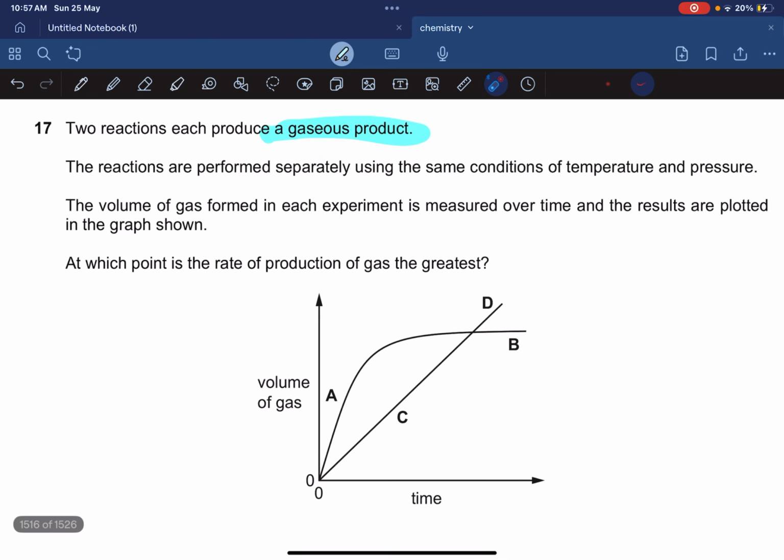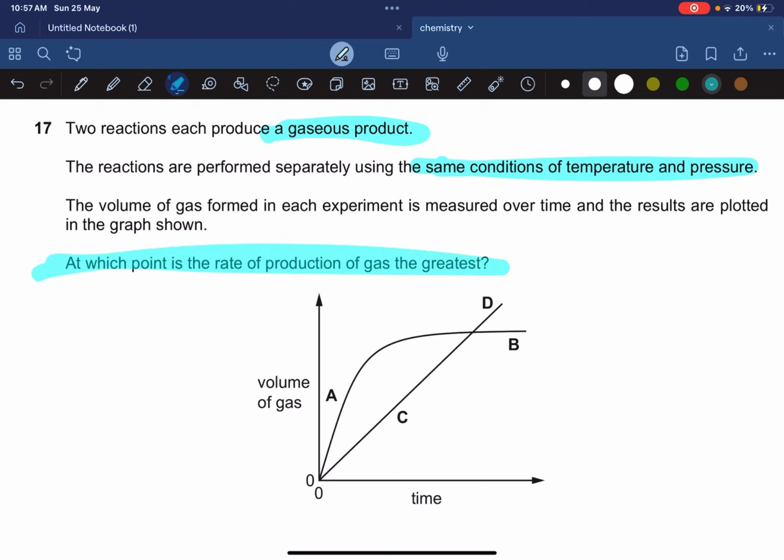The reactions are performed separately using the same conditions of temperature and pressure. You have similar temperature and pressure conditions. The volume of the gas formed in each experiment is measured over time, and the results are plotted in the graph shown. At which point is the rate of production of the gas greatest? What do you guys think? At which point is the production greatest?